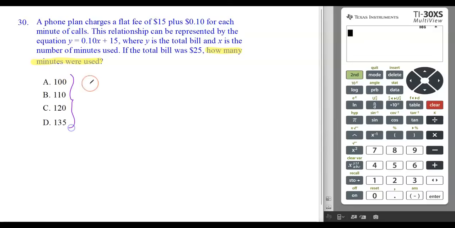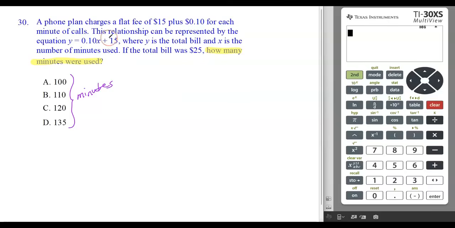In other words, answer choices represent minutes. So if I use the phone for 100 minutes, would it cost me $25? Or if I use the phone for 110 minutes, would it cost me $25? That's what's going on here. There's more than one way to do this. I'm going to show you how to use a calculator.